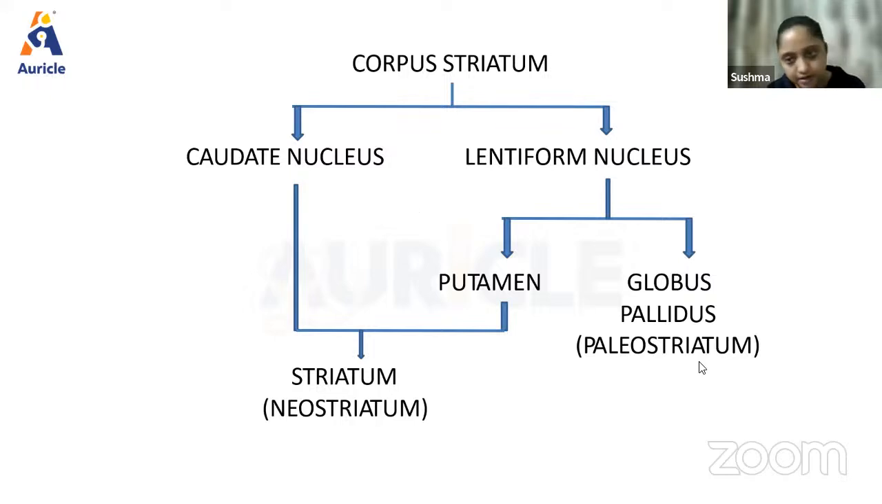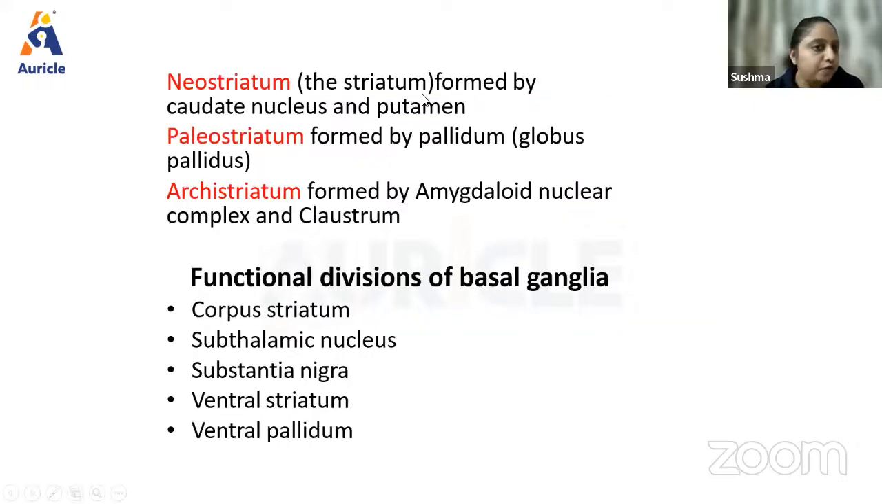They are the neostriatum. Globus pallidus is Purana. Globe is Earth, is very Purana, no? So globus pallidus is Purana. And caudate and putamen is CPU. They are the newly formed structures. I hope this mnemonic helps. All right. Then neostriatum is formed by the CPU structures, caudate and putamen. Paleo is Purana. Purana is globe. Globe is globus pallidus. Archistriatum is formed by the amygdaloid nuclear complex and claustrum.